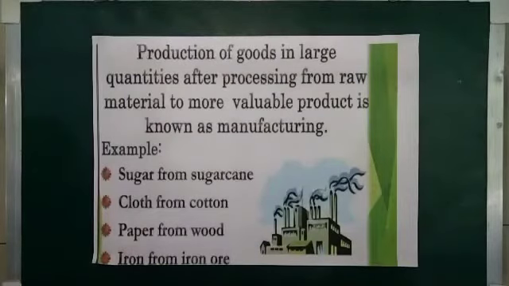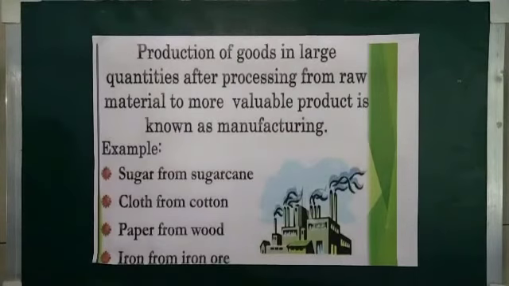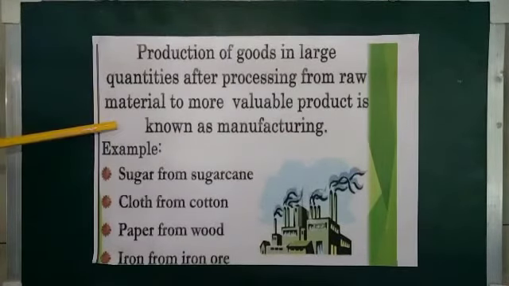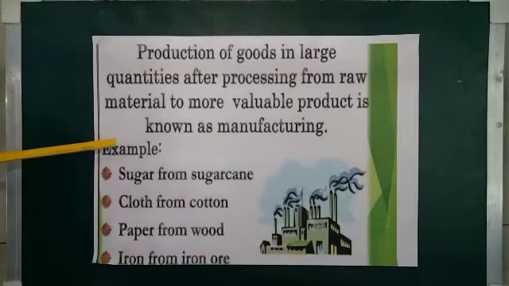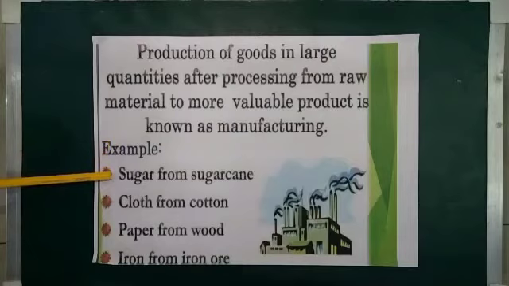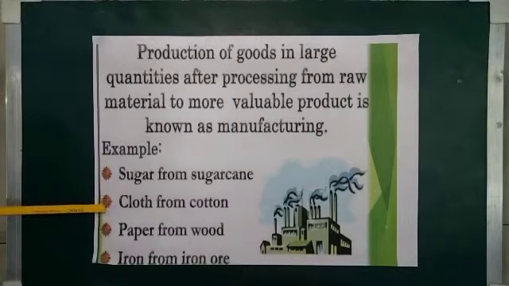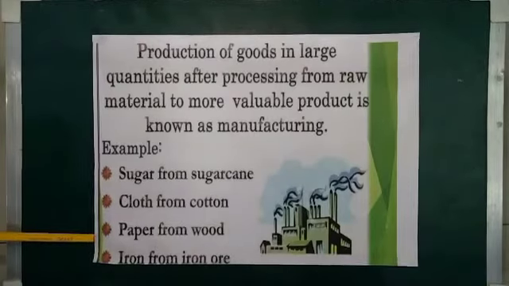Students, before you study the types of manufacturing industries, you should know the meaning of the term manufacturing. The process with which raw material is converted to a valuable product after processing is known as manufacturing. For example, we use sugarcane to manufacture sugar. We use cotton to make cloth. Similarly, we use wood to make paper.